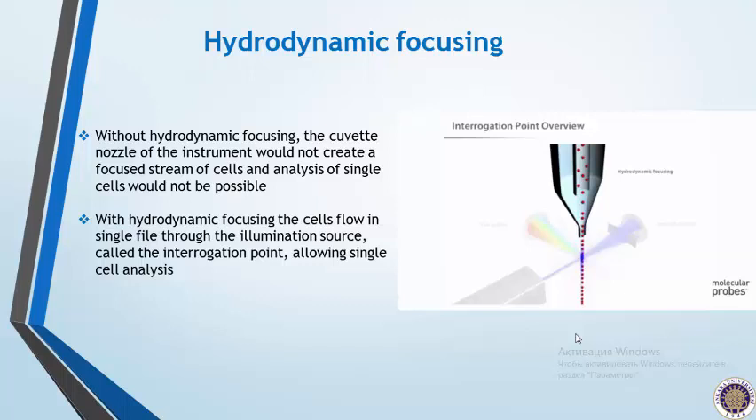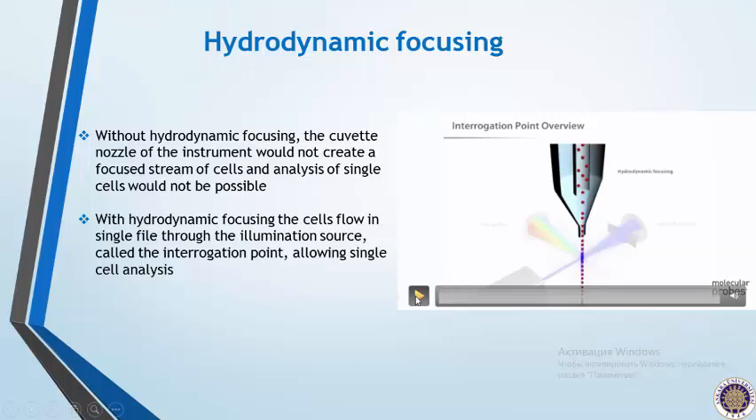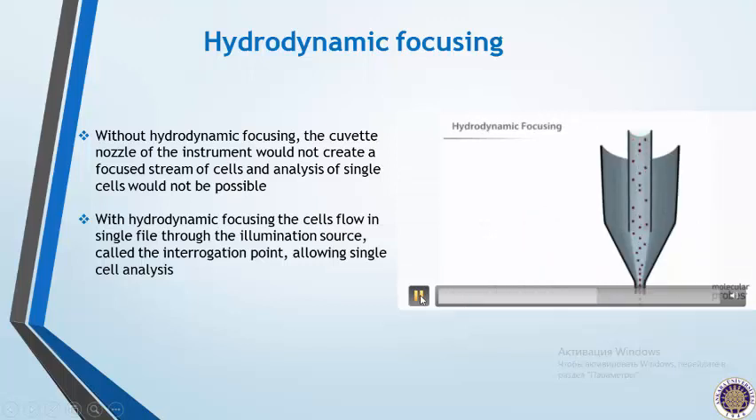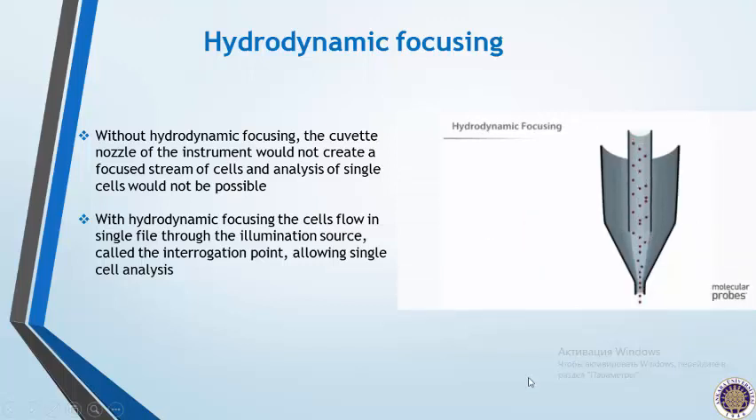With hydrodynamic focusing, the cells flow in single file through the illumination source, called the interrogation point, allowing single cell analysis. So the interrogation point is the heart of the FACS, and it is the point where the laser intersects with the sample, and it's also the place where the optic system detects light scatter and fluorescence. You can see the interrogation point in this figure, from this quick video. You see that the laser beam strikes the sample, and there are detectors which collect the scattered light in different directions. That's the illustration of hydrodynamic focusing.